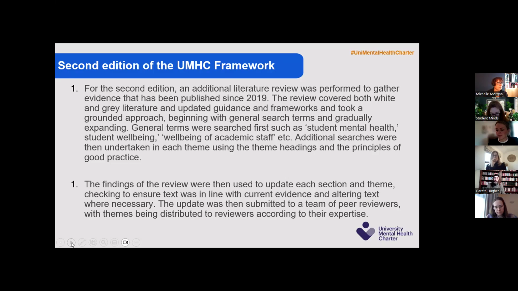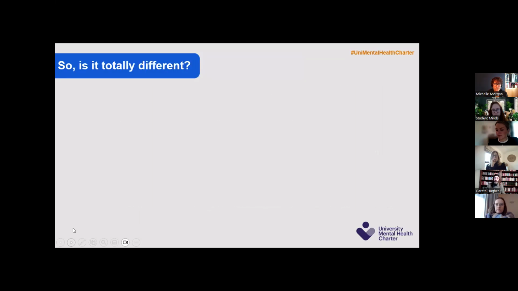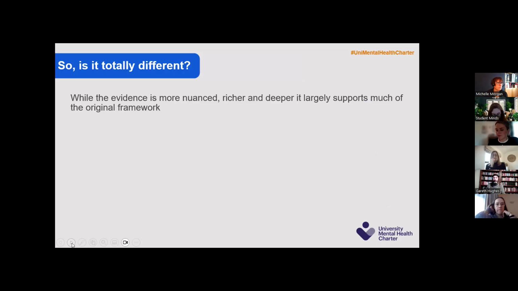We will update again in future years as new evidence emerges and as new things emerge. But we can be confident that as far as the evidence we have right now, that framework is absolutely up to date and is supported by the evidence. So in terms of questions universities might ask, the original framework, thankfully, is still largely supported by what we found. So we didn't feel we needed to change the domains or any of the themes or the general conversation about whole university approach.